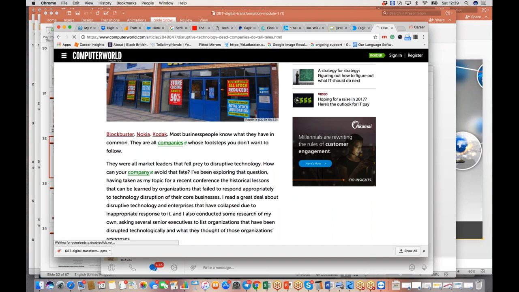Nokia. Do all of you remember Nokia? Do you remember the Nokia 5210 or whatever it was? The snake phones, the snake on your phone. There's no Nokia again. Nokia is dead. Kodak. Remember Kodak?